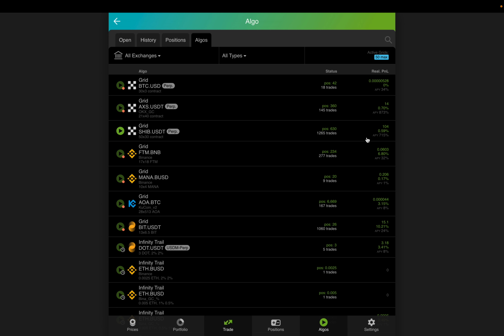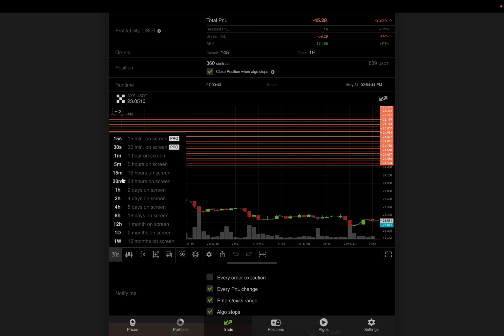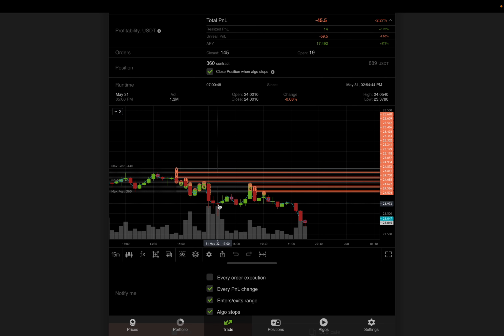And it made 1,200 trades, and its APY is around 715%. Okay, not bad. But now let's look at this one. This has made just around 145 trades, but the APY is pretty much the same, even though it's out of the range, and it's been out of range for quite some time. Let's see, 15 minutes. Yeah, it's been out of the range for most of the time.